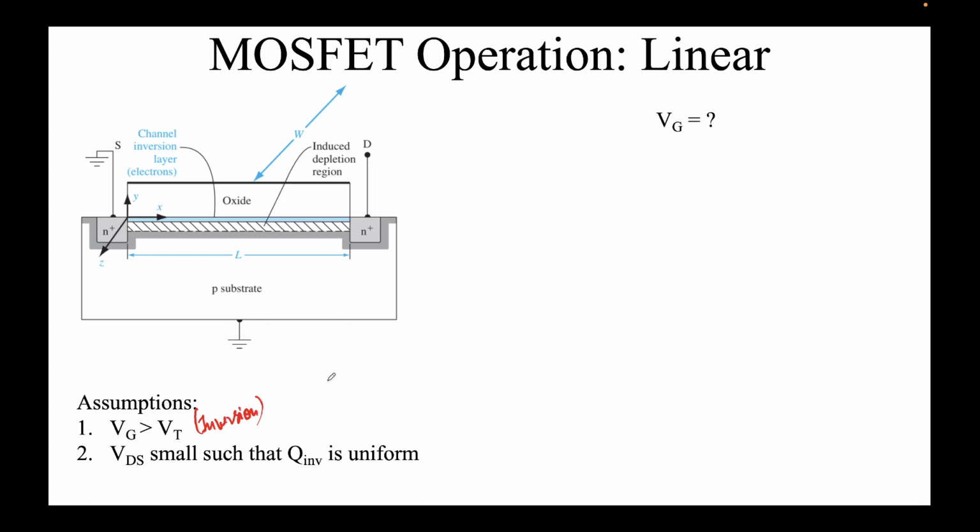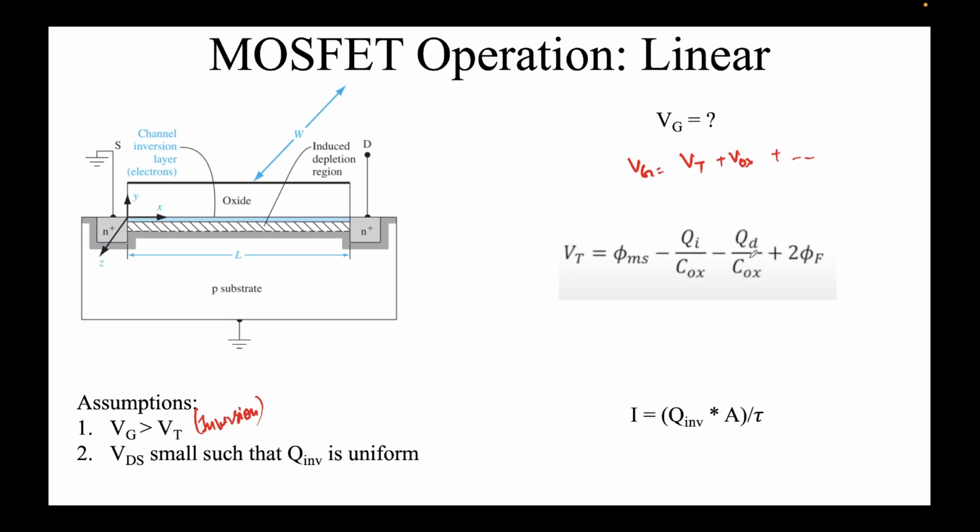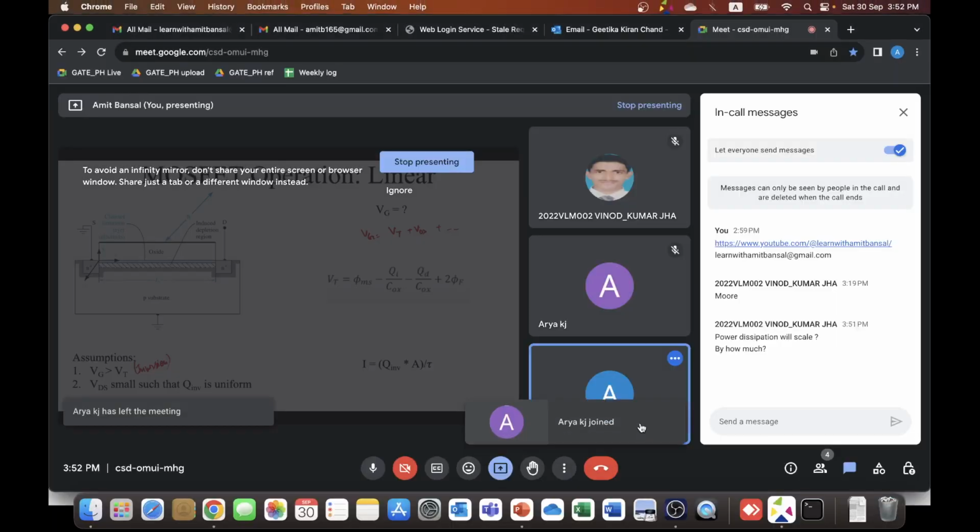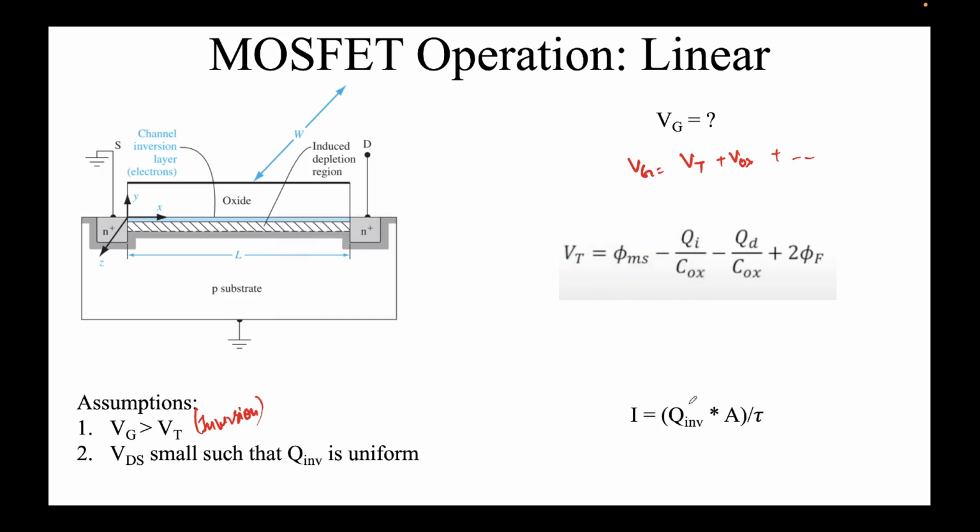What is VG? There will be 3 or 4 components of it. There will be a VT obviously, and some Vox and some other components. We will not go into that, where VT was given by this. Essentially, the current that is there is given by this. And what's your Q inversion? Q inversion is nothing but your Cox times your Vg minus Vt. All right. So this is what we had.